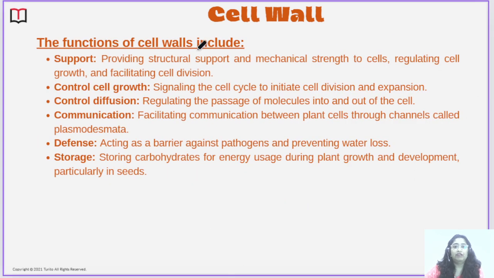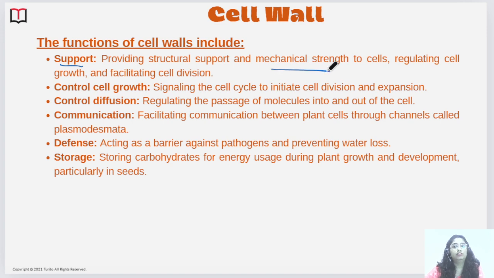The function of the cell wall is, first of all, that it provides support and mechanical strength to the cells. Then it also helps in the cell growth process. It basically helps in the formation of the cell plate in the plant cell. Next, it also controls diffusion and helps in communication through the plasmodesmata channels. Plasmodesmata are small little channels present in the cell wall. Through these channels, substances can pass from one cell to another cell. Next, it helps in the defense mechanism. Of course, it's the outermost covering, so it protects the plant cell from any kind of pathogens. It also prevents the excess loss of water, and it helps in the storage of some extra carbohydrates or energy. So these are the functions of the cell wall.